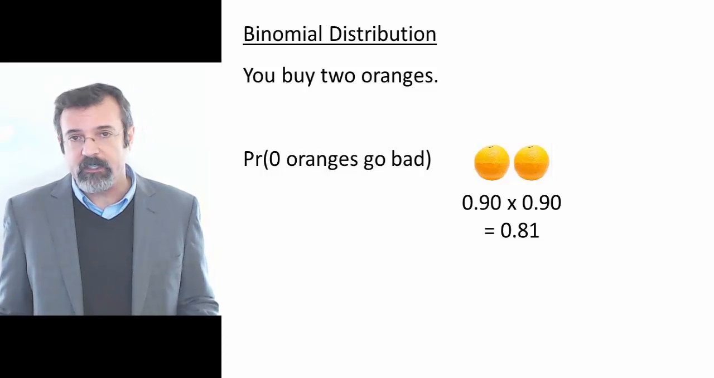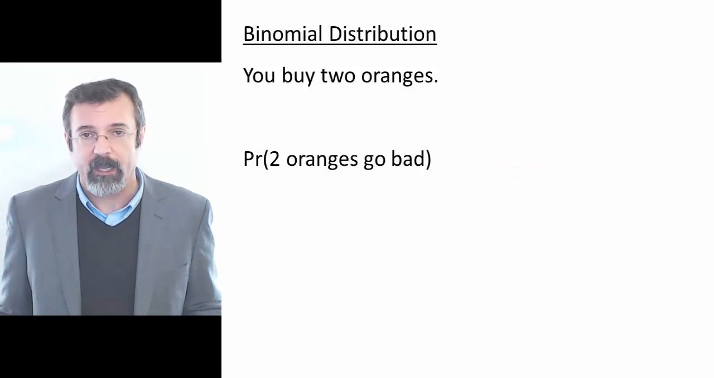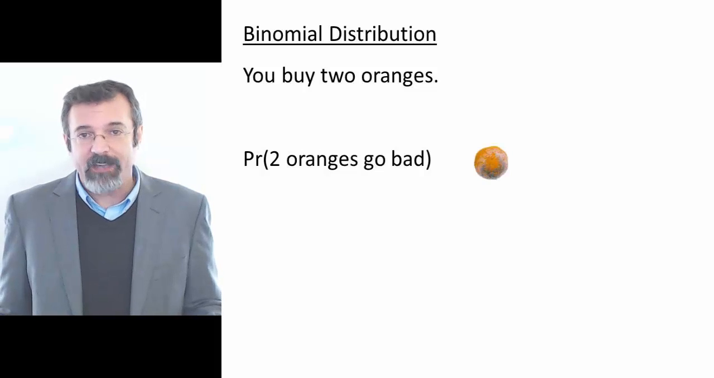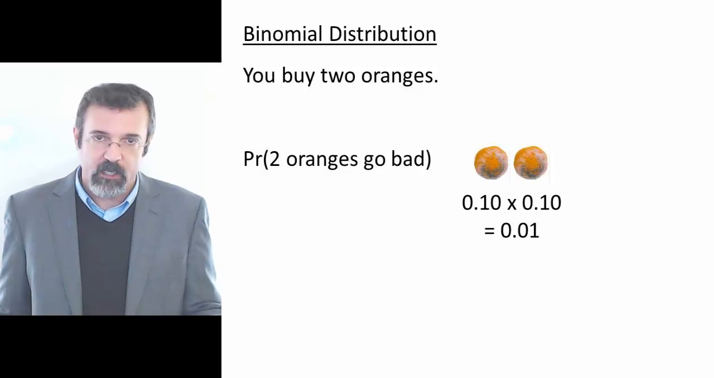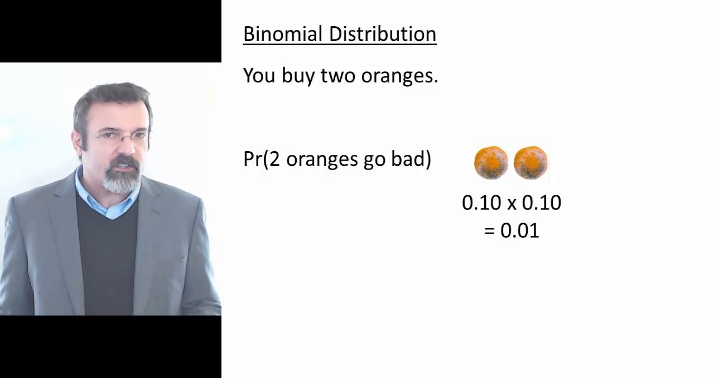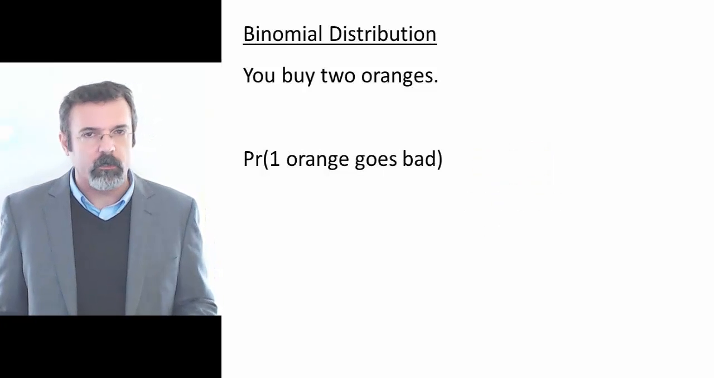Similarly, it's easy to calculate the probability of both of the oranges going bad. The probability of one orange going bad is 10%. The probability of both oranges going bad is 10% times 10%, or 1%. Now, what is the probability of only one orange going bad?